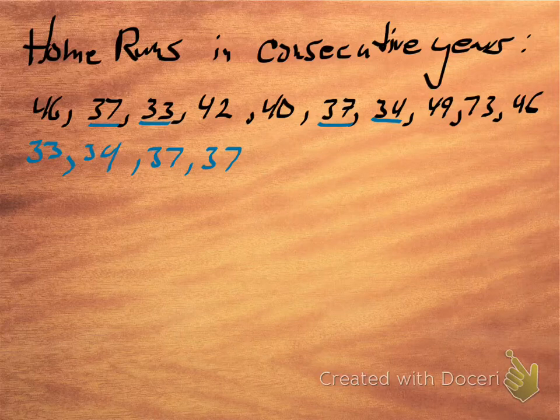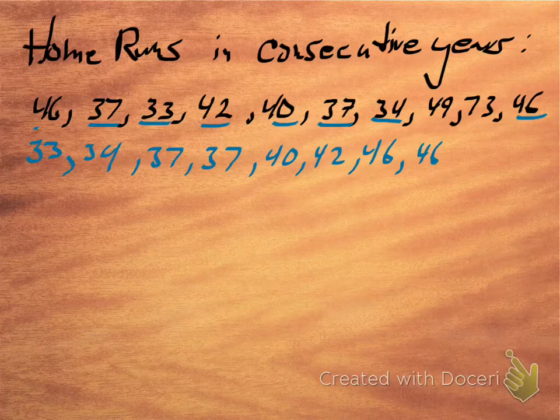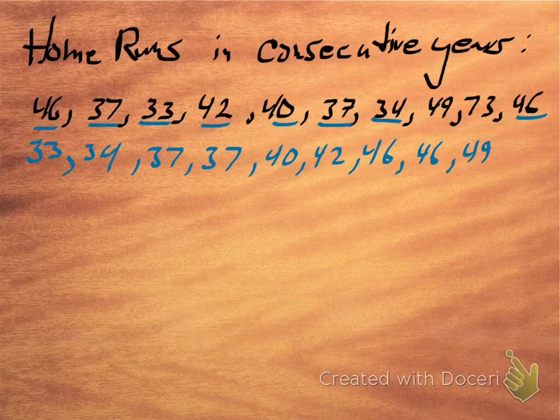Let's see, for 40s, I've got quite a few 40s. I've got a 40 and a 42. Let's put those down first. They're right there in the middle. And then I've got two 46s, so one at the beginning and one at the end, so let's get rid of those. And I also have a 49. And then finally, I have a 73, which is obviously an outlier for this data. Oops, 73.